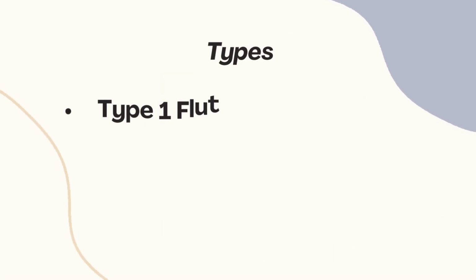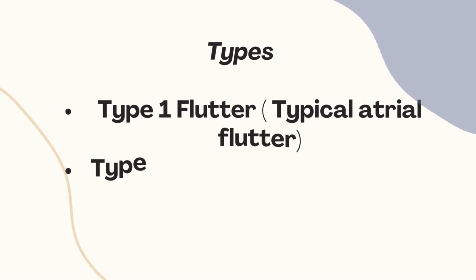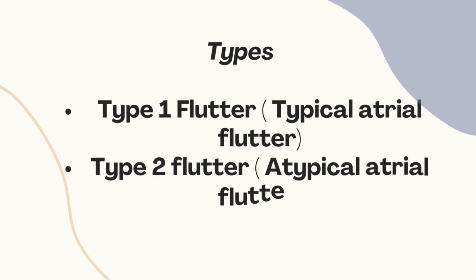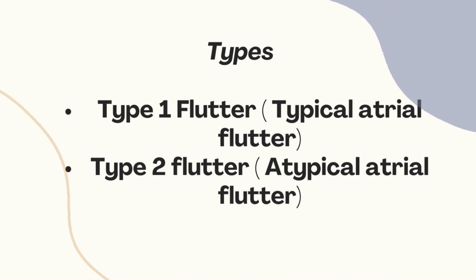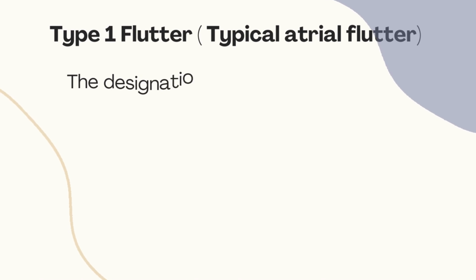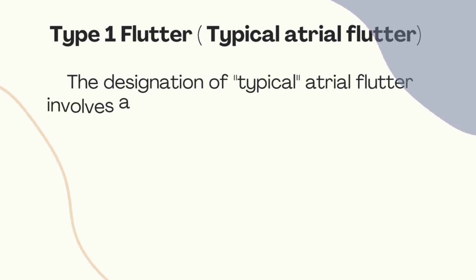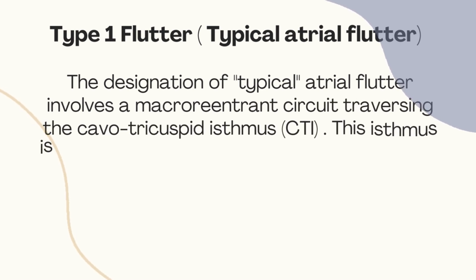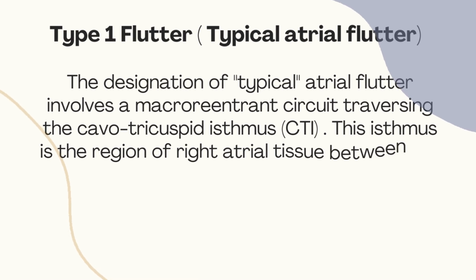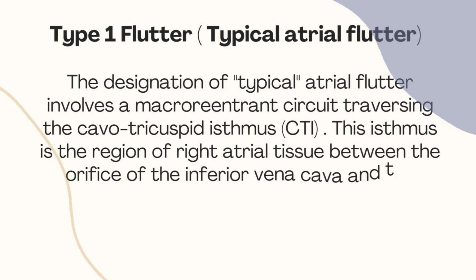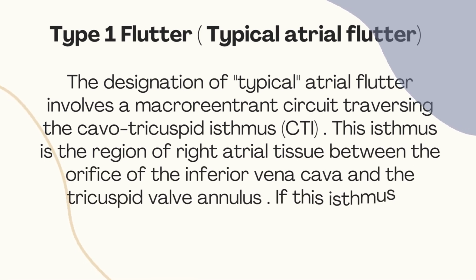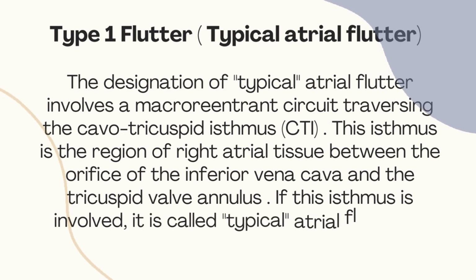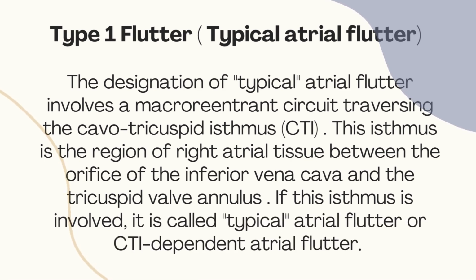There are two types of atrial flutter: Type 1 flutter, also known as typical atrial flutter, and Type 2 flutter, also known as atypical atrial flutter. The designation of typical atrial flutter involves a macro reentrant circuit traversing the cavo-tricuspid isthmus (CTI). This isthmus is the region of right atrial tissue between the orifice of the inferior vena cava and the tricuspid valve annulus. If this isthmus is involved, it is called typical atrial flutter or CTI-dependent atrial flutter.